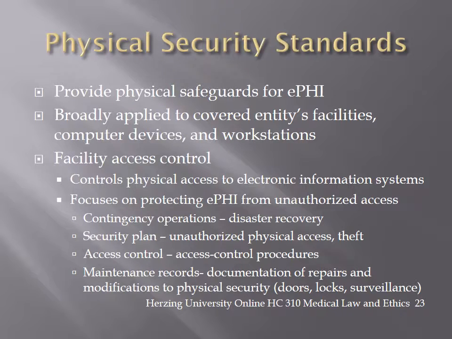Physical security standards continued. The covered entity must provide physical safeguards for EPHI. Physical safeguards broadly applies to the entity's facilities, computer devices, and workstations. The entity must provide protected physical access control by providing the following: contingency operations and disaster recovery, a security plan for unauthorized physical access or theft, access control procedures, maintenance records, and documentation of repairs and modifications to the physical security such as doors, locks, and surveillance.